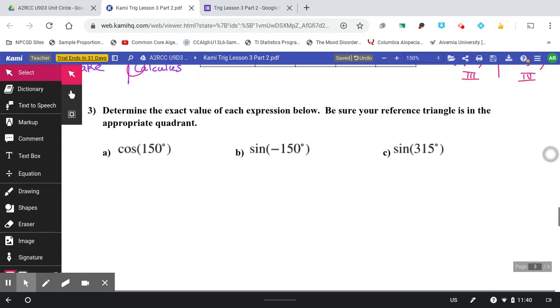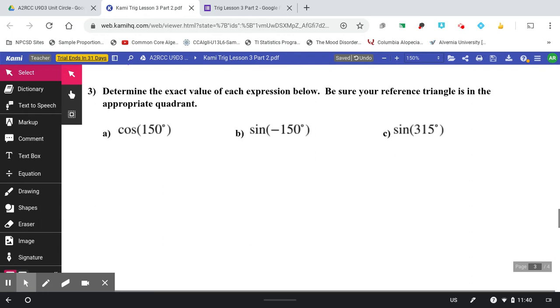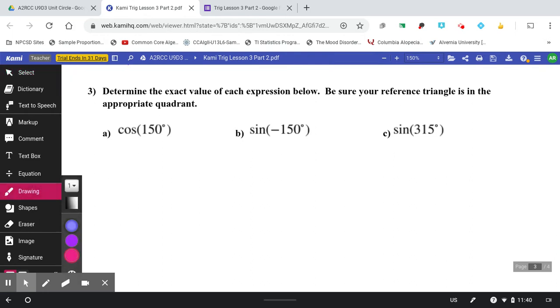Okay, and some people don't even think about that at all and just draw it out, which is kind of what I do, but that doesn't mean that's the best way to do it. It just means that's the way that I prefer to do it.